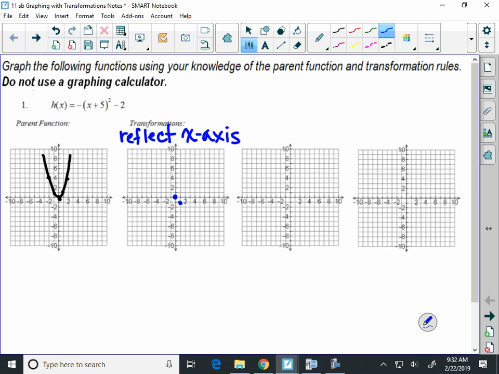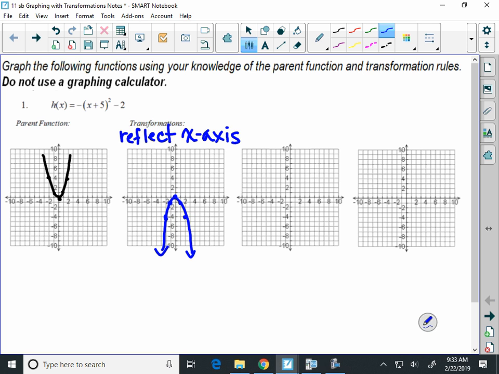Instead of our point 2, 4, our point's going to be 2, negative 4. Instead of the point negative 1, 1, it's going to become negative 1, negative 1. Instead of our point negative 2, 4, it's going to become negative 2, negative 4. Again, we reflected the graph over the x-axis. You can see that it's kind of turned upside down. Well, there's our first transformation.